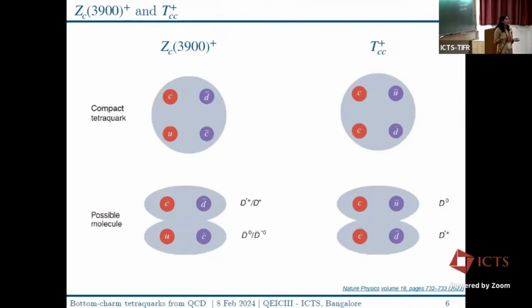Either it could be a compact tetraquark where all four quarks are very tightly bound, or it could be something like a molecular state where there are two mesons which are loosely bound. So it is very important to know both these types of tetraquarks more clearly, both in experiment and from the theoretical side.